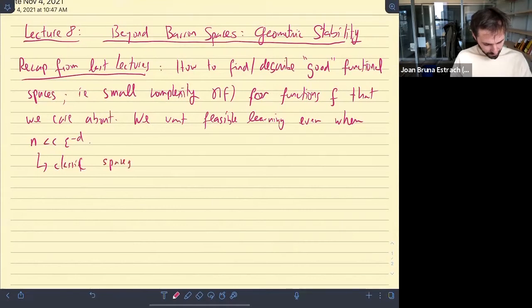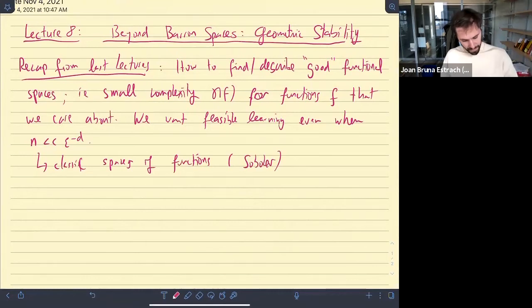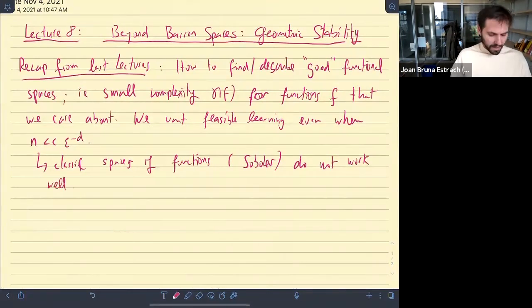And what we said is that for this goal, the classic functional spaces, let's say Sobolev, do not work well. Why is that? Because if we want to break the curse of dimensionality, the only way we can do it is to add more and more smoothness to the target function. And this is not the sort of smoothness that we typically encounter in these problems. We don't have smoothness in every direction. Regularity is too generic.